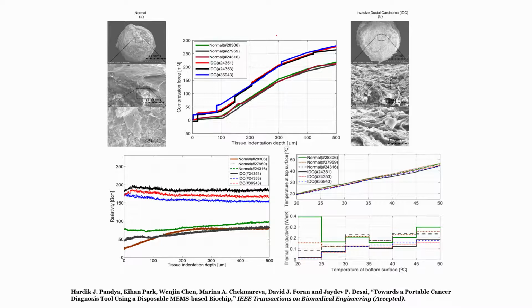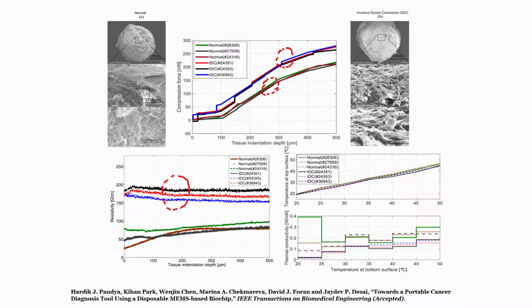You can very clearly see that the tissue that lies in the cancerous region has different mechanical properties compared to normal tissues. In the same way, if you see this particular graph, you can see very clearly that the resistivity of the cancerous tissues is different from the resistivity of the normal tissues. And from this graph, even though it is very close, when you understand thermal conductivity, you will understand that the cancerous tissues show a different kind of thermal conductivity compared to the normal tissues.